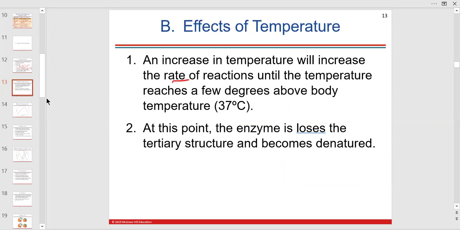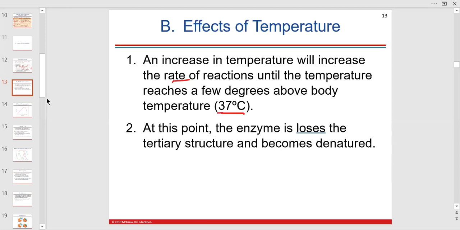So they increase the rate of reactions, but of course you don't want to destroy the protein, right, with extreme temperatures above body temperature. Did I say room temperature before? I meant body temperature. I hope I didn't say that.